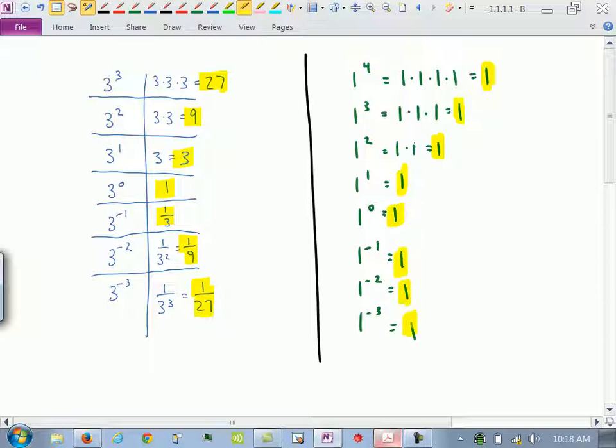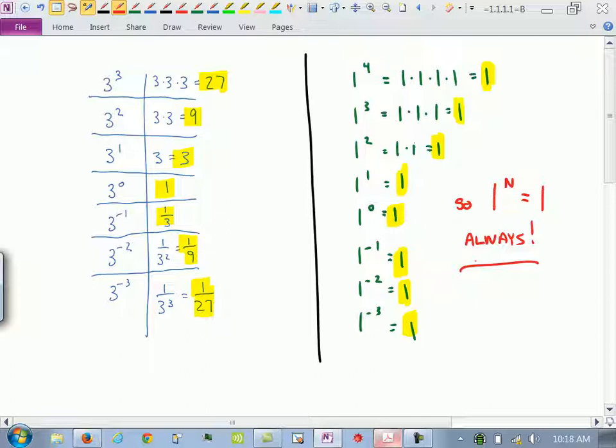So 1 to any power is what? 1. Okay? Remember that. 1 to any power is 1. So I'm going to put that next to this. So 1 raised to n is equal to 1, always. One to any power is 1.